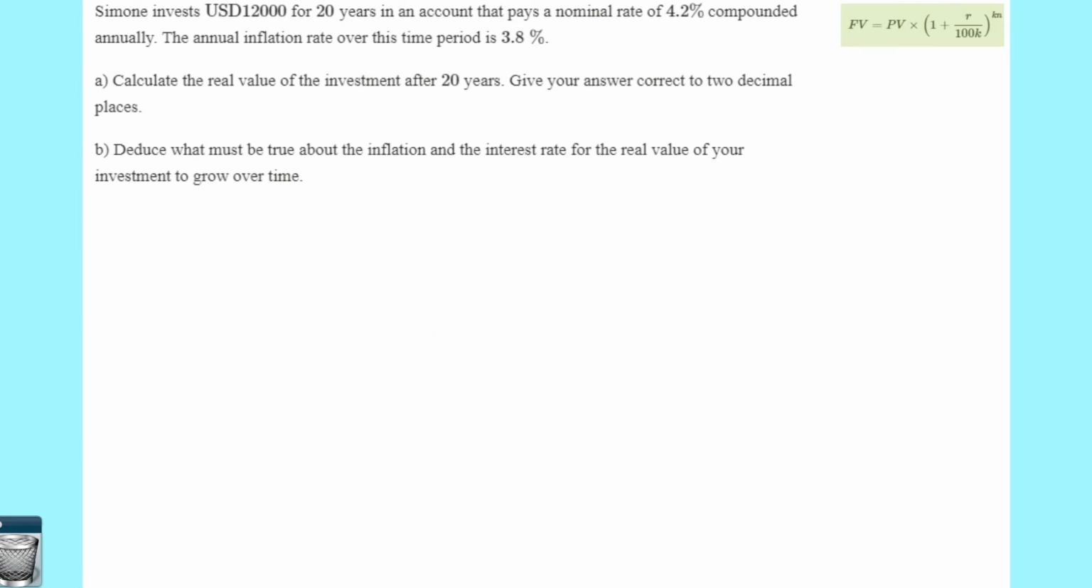Okay, so Simone invests $12,000 for 20 years, paying interest compounded annually at 4.2%. The annual inflation rate over the time period is 3.8%. So we want to calculate the real value of the investment after 20 years. You know what to do. Simone put in 12,000. I'm a teacher, I don't have 12,000. So we do 1 plus 4.2 over 100, and this was annually, so k is 1, and n is 20. Plug that into your calculator.